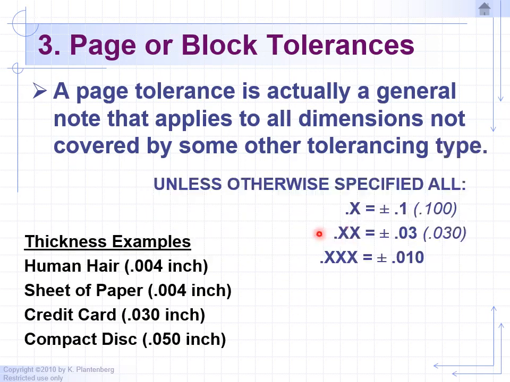So this is something that you'll see on actual drawings as opposed to the previous slide. These are the tolerances that are most common when dealing with a drawing that uses inches as its units. And just to give you a reference, a human hair has a thickness of about 0.004 inches. A sheet of paper has a thickness of about 0.004 inches. A credit card or ID has a thickness of about 0.030 inches. And a compact disc, like a music CD, has a thickness of about 0.050 inches.